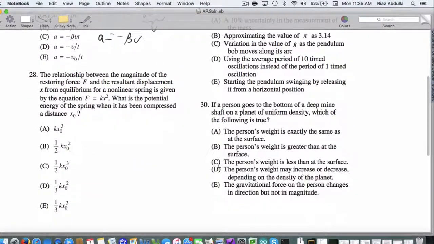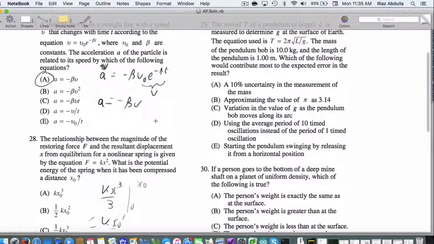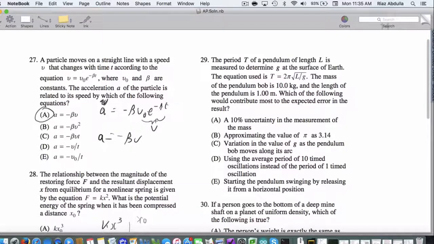Here's a force. We want to know its energy when it's been compressed to distance x naught. Oh my goodness, kx cubed over 3. Just like that. And then we put in from 0 to x naught. That's going to give us k x naught cubed over 3. Don't even think about it. Just do it. Work is F dx. Do the integral. That'll tell you the potential energy as well.